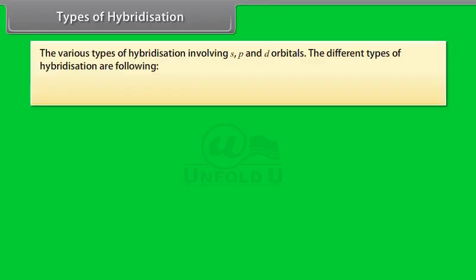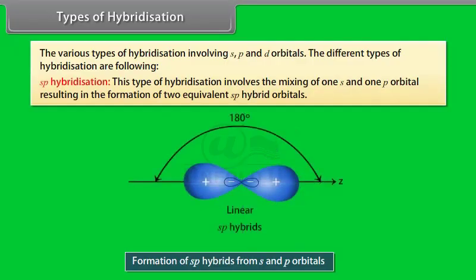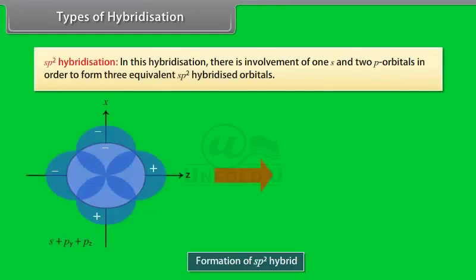Types of hybridization. The various types of hybridization involving s, p and d orbitals. The different types of hybridization are the following. sp hybridization. This type of hybridization involves the mixing of one s and one p orbital, resulting in the formation of two equivalent sp hybrid orbitals.